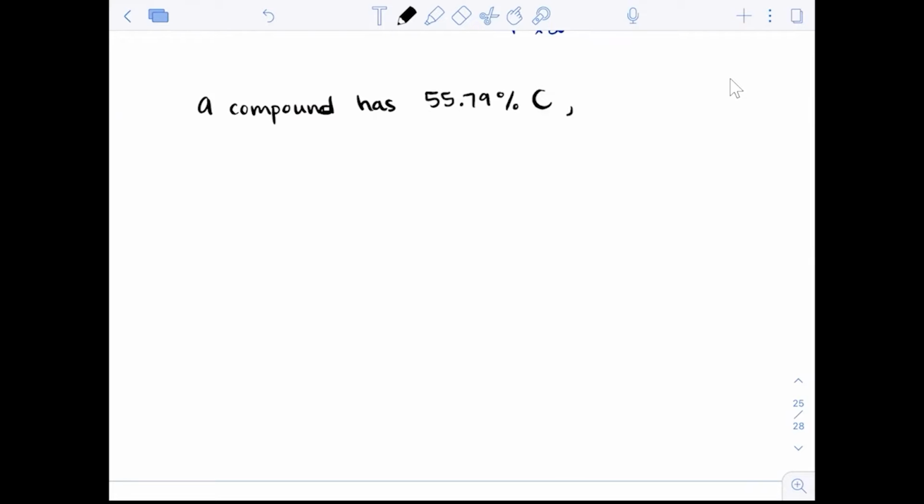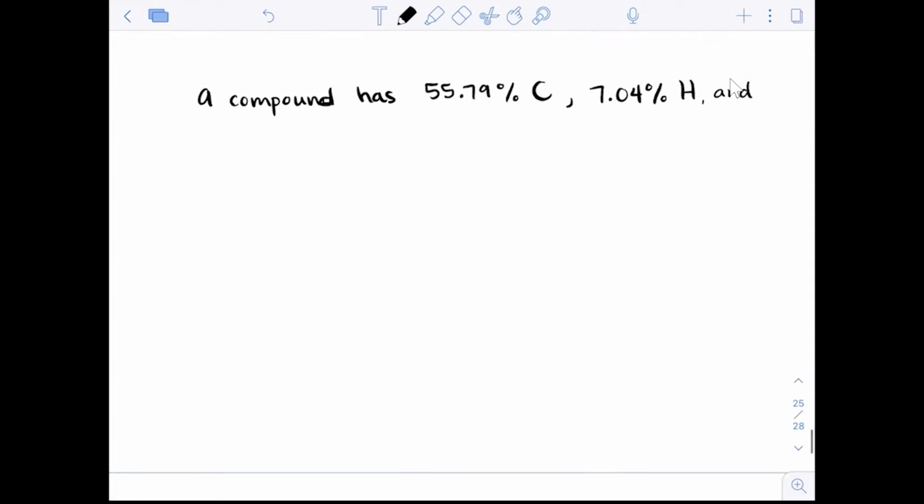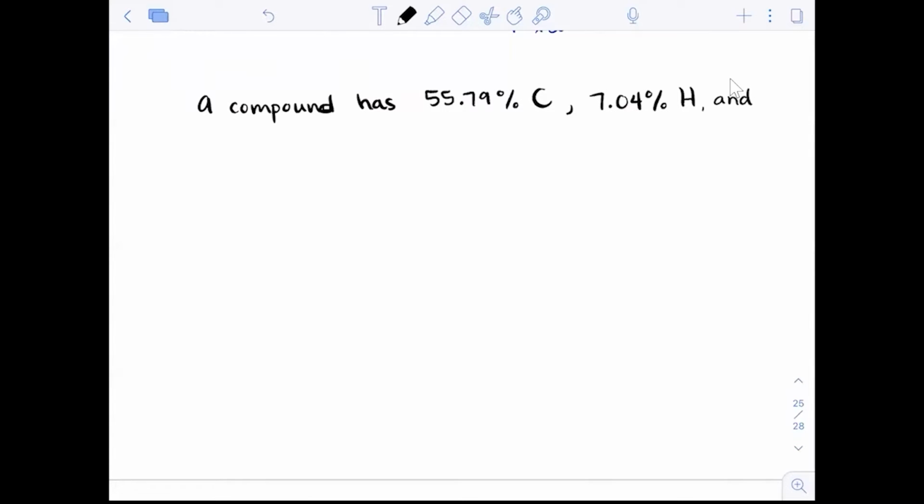By being given mass percents, we can also find empirical formulas. A compound has 55.79% carbon, 7.04% hydrogen, and the rest oxygen.